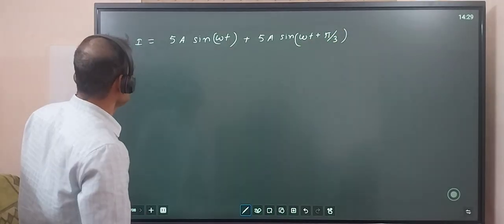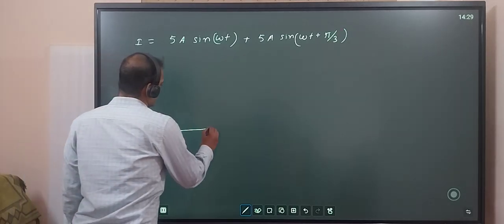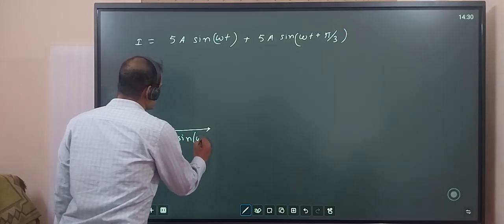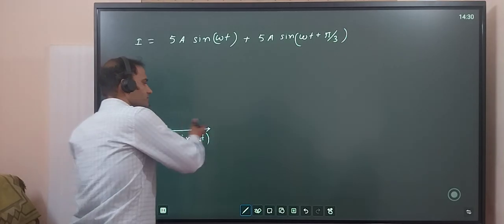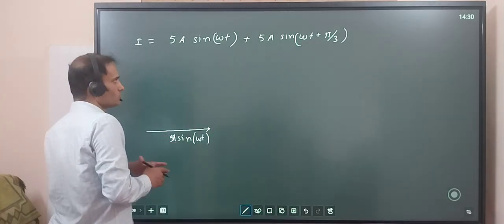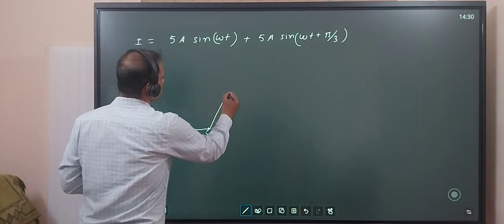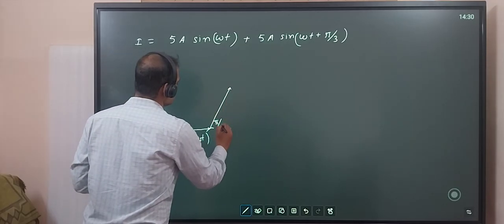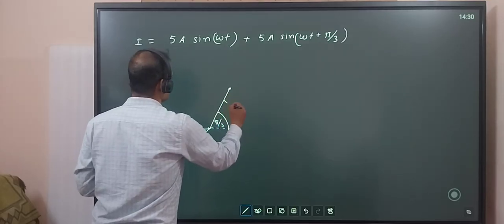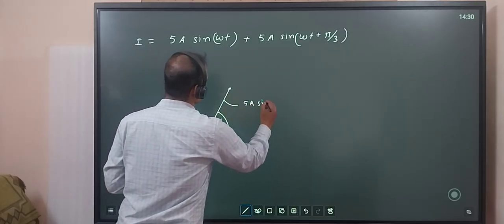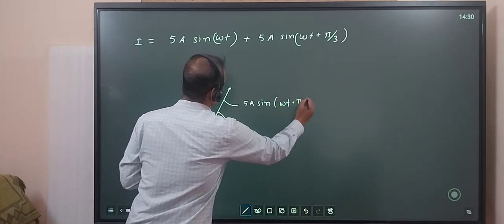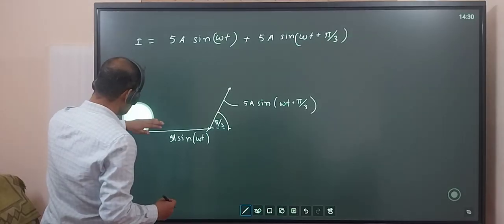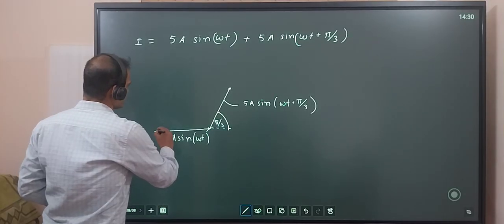So what we can see, let us say this is 5 ampere sin omega t. This angle is omega t. If the other angle is pi by 3, then this phasor is 5 ampere sin omega t plus pi by 3. The phase difference is pi by 3, and the resultant will be this.